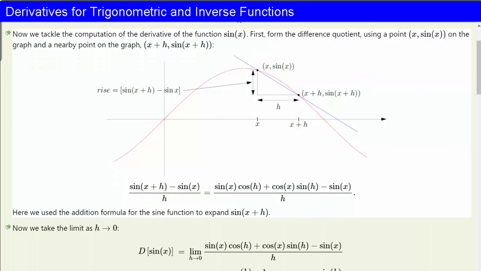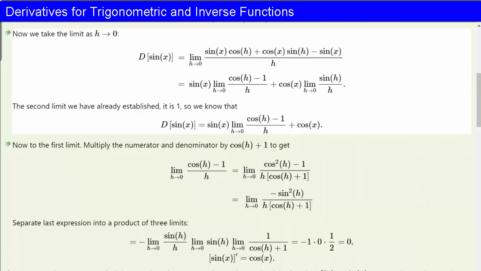Now we tackle the computation of the derivative of the function sine x. First, as always, we form the difference quotient using a point x, sine x on the graph and a nearby point x plus h, sine of x plus h. So we form that difference quotient and we use the addition formula for the sine function to expand sine of x plus h.